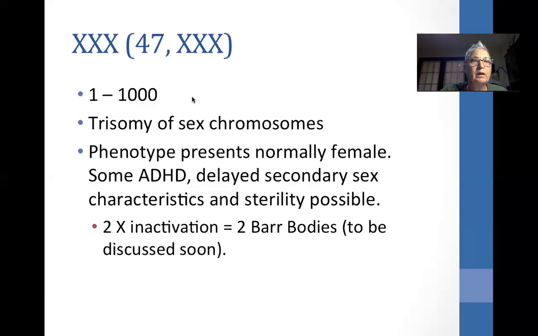It happens about 1 in every 1,000 girls. The phenotype usually presents normally female. There's some delayed secondary sex characteristics, sterility is possible, and maybe ADHD, and sometimes larger bodies. We're going to talk about this in a bit, but they do have X inactivation, which I haven't talked about yet. So two of those X's are going to get inactivated, so developmentally, you probably wouldn't notice.